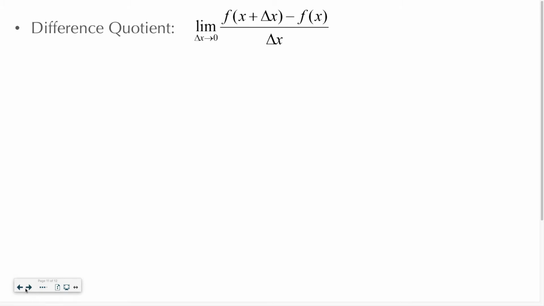Please write this down. This is the difference quotient. Okay? And we're going to find the limit of the difference quotient, and we're going to use this during Unit 1 and Unit 2. This is super important. Like super duper.